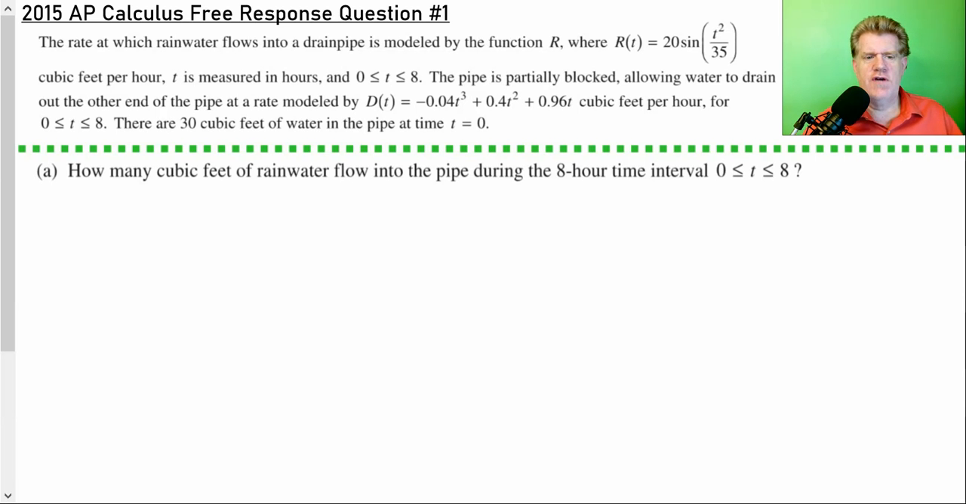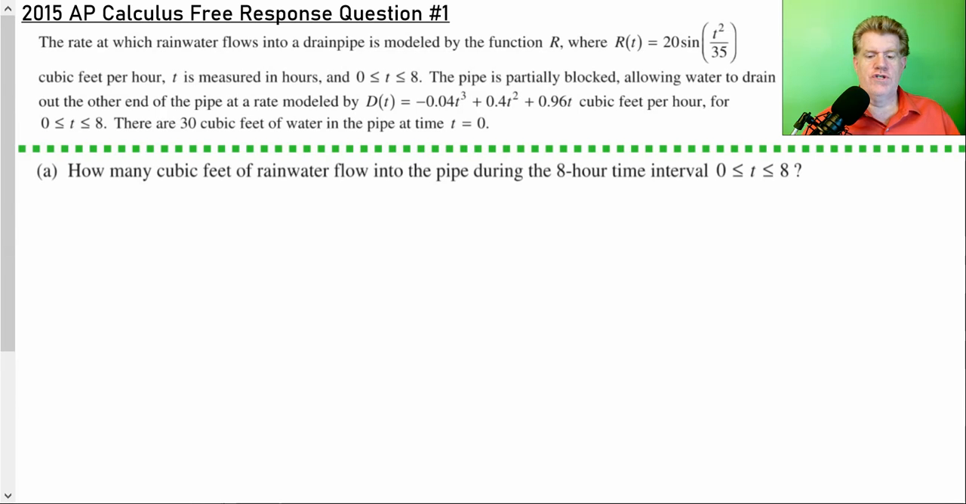So the scenario is that you have a rate of water flowing into a drain pipe modeled by this equation. And you have the rate of the water draining from the pipe, which is given by this equation. And we're making an assumption there are already 30 cubic feet of water in the pipe.